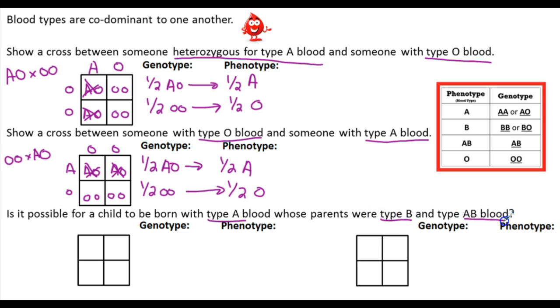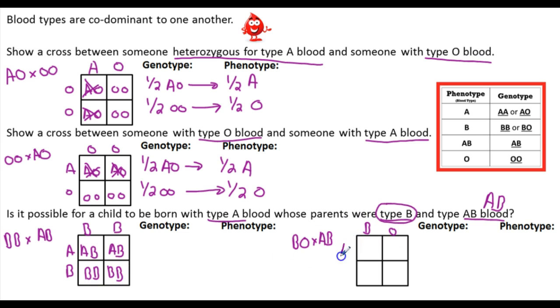All right, so a child with type A blood. Is it possible for a child to be born with type A blood whose parents were type B and AB? Now with type B, we've got two possibilities, BB or BO. AB, of course, is going to be AB. So my two possibilities here, BB and AB, or BO and AB. Now I'm going to set these up here, and I'm going to do the genotype and phenotype counts as you saw before. This is what I'm going to get for that one. Here, if I set this one up, I'm going to get different counts there.